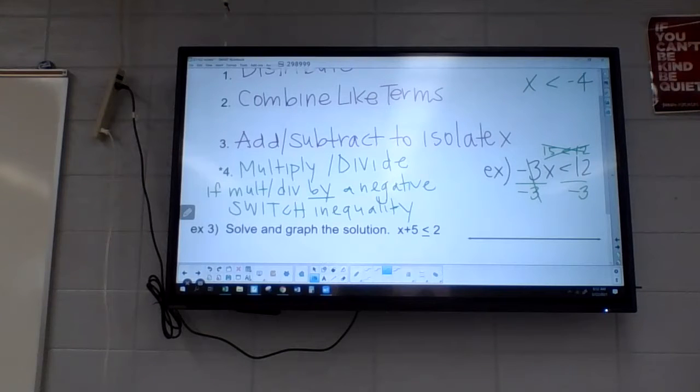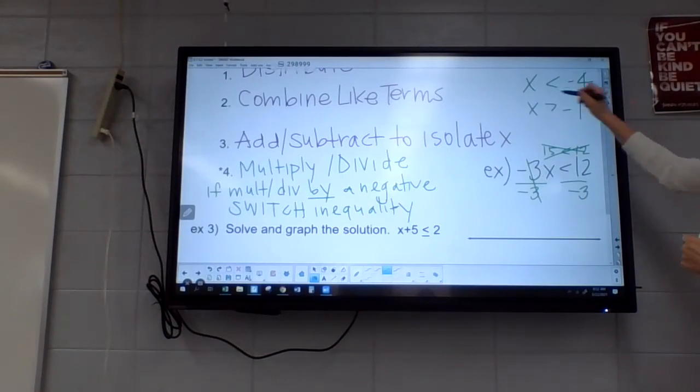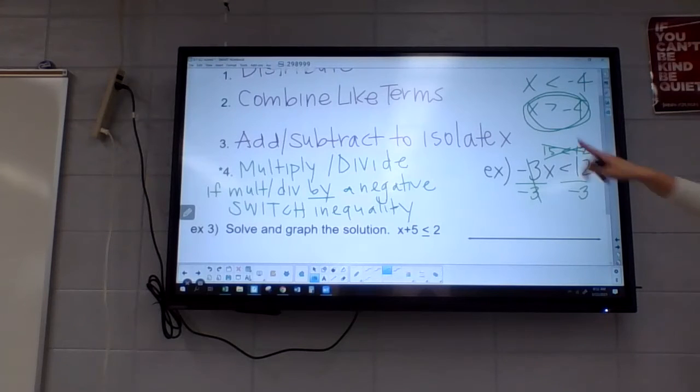Pretty sneaky. So we'd actually have to switch this. So this would actually become x is greater than negative 4. So we'd have to switch that inequality because we divided by a negative. But that's only for the multiply and divide step. That's why there's just an asterisk there.